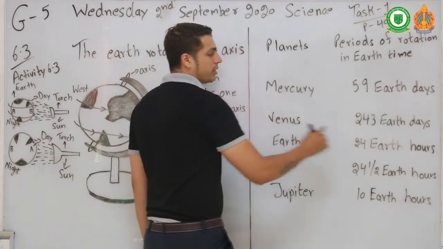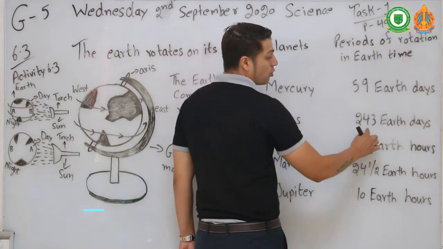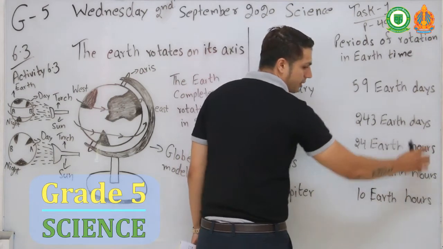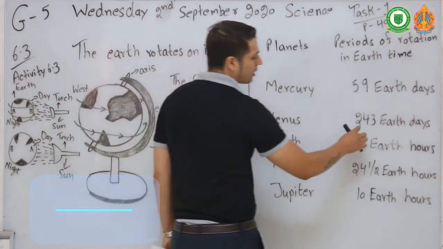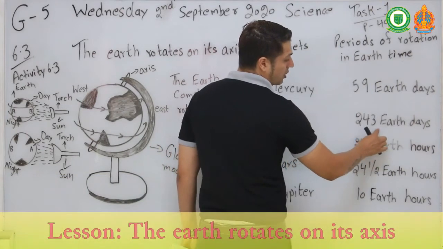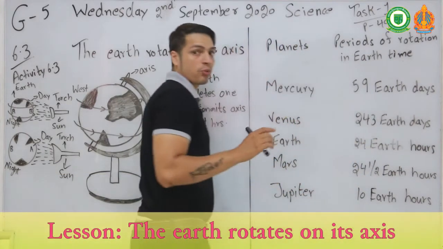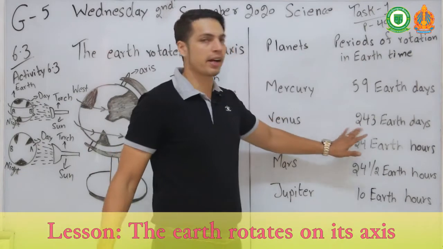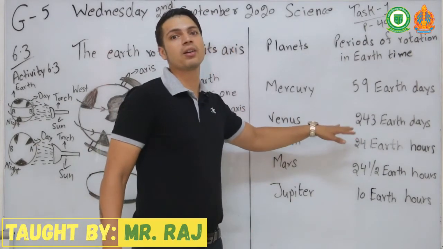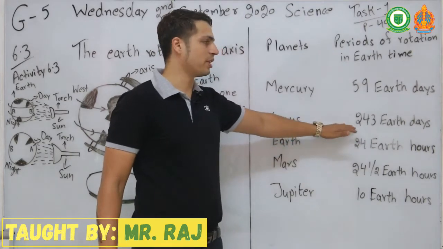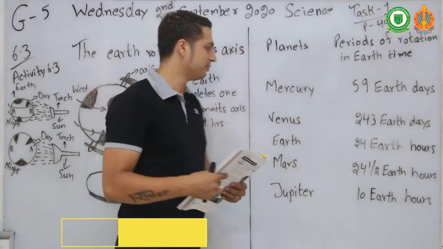Venus takes 243 Earth days. One day is 24 hours, so Venus takes 243 Earth days to complete one rotation. Imagine day and night there. Imagine if you had to spend a day or night over there, how long it would be?